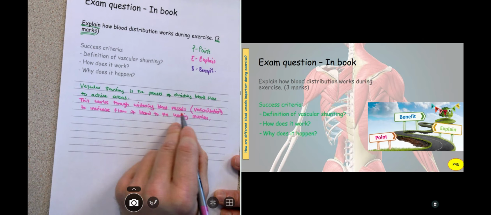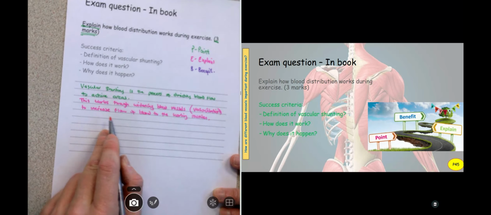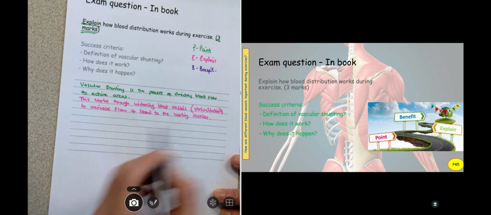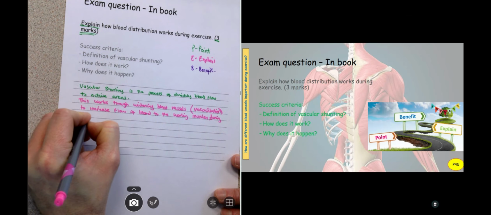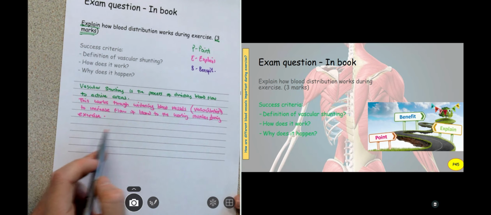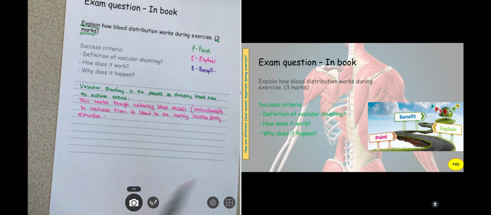This works through the widening of blood vessels, in brackets vasodilation, to increase blood flow to the working muscles during exercise. I could even add on there that it would reduce blood flow through vasoconstriction to areas where blood's not needed.